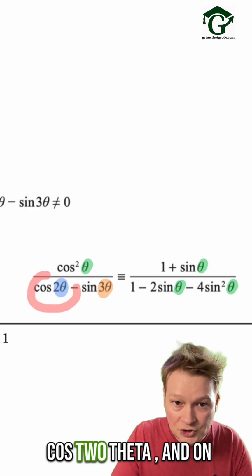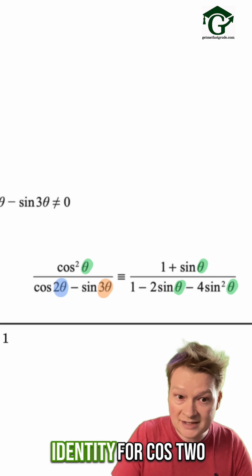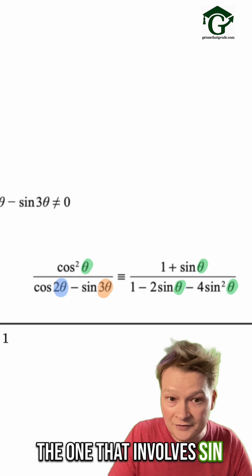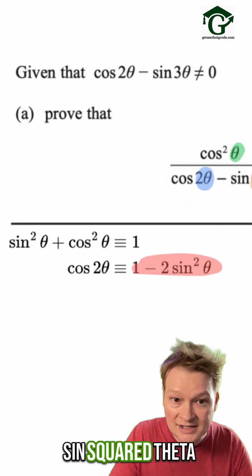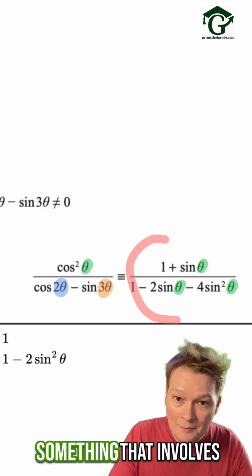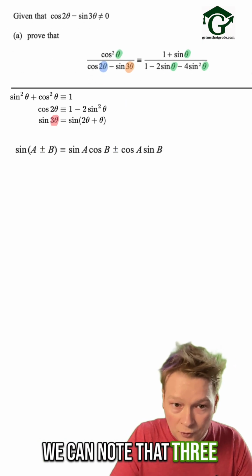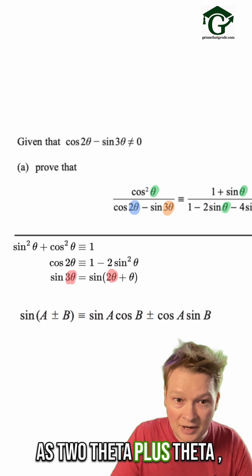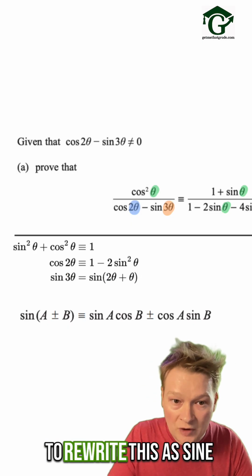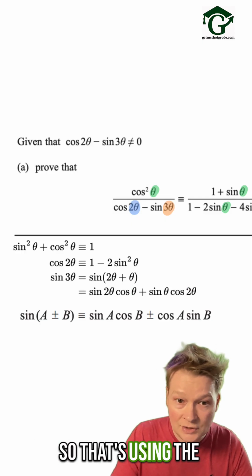Well, here we've got a cos 2 theta, and on the other side we've got sine theta. So you should know an identity for cos 2 theta. There are 3 of them, but the one that we're going to need to use here is the one that involves sine theta. In fact, it's 1 minus 2 sine squared theta. Finally, we're going to need to convert this sine 3 theta into something that involves sine theta. So to do that, we can use the addition rule. We can note that 3 theta can be rewritten as 2 theta plus theta. And then we can use the formula in the formula book for sine of a plus b to rewrite this as sine 2 theta cos theta plus sine theta cos 2 theta. So that's using the addition rule.